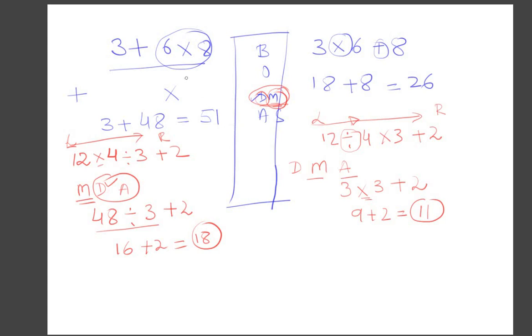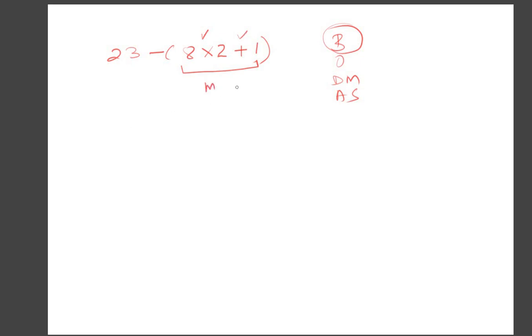Now let us take one last example of a bracket, and we'll take a fresh page here. Let us take 23 minus 8 times 2 plus let's say 1. Now if you've got something like this, we know again from BODMAS, brackets need to be solved first. But now here there is a slight problem. Within my brackets I've got two operations. I've got an M and I've got an A.